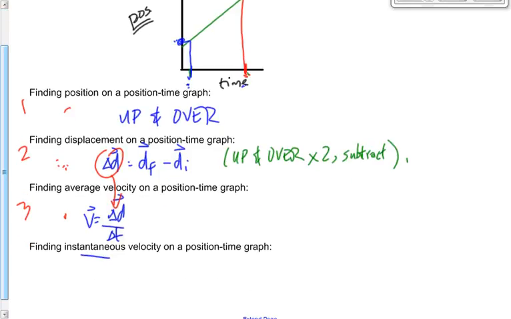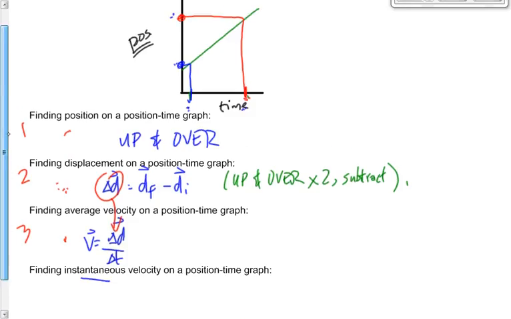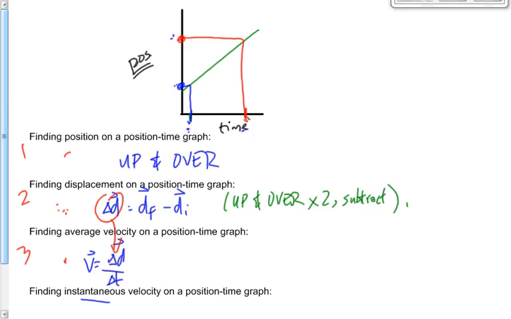Finally, number 3, finding instantaneous velocity on a position-time graph. Let me define that first. Instantaneous velocity is the velocity at an instant in time. The velocity now, at one specific moment in time. The velocity right here, or the velocity right here. How am I going to find it?